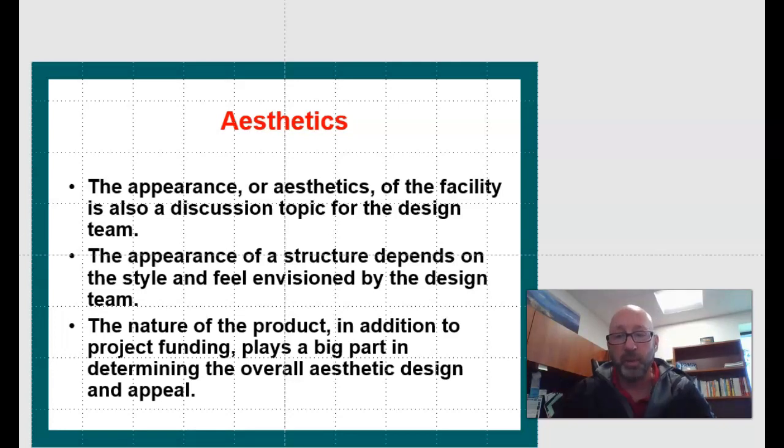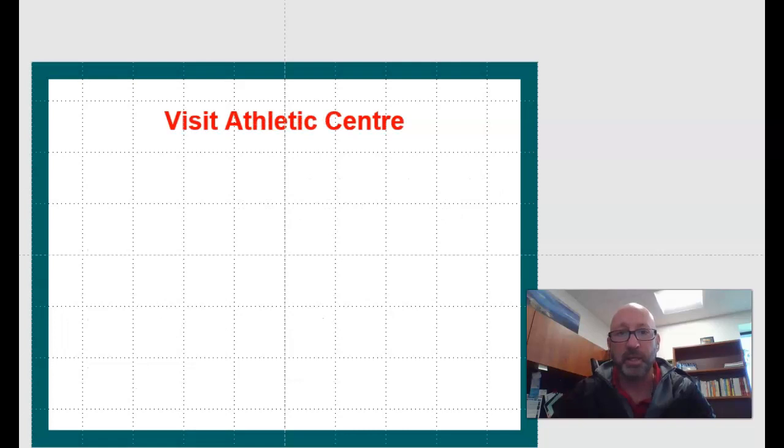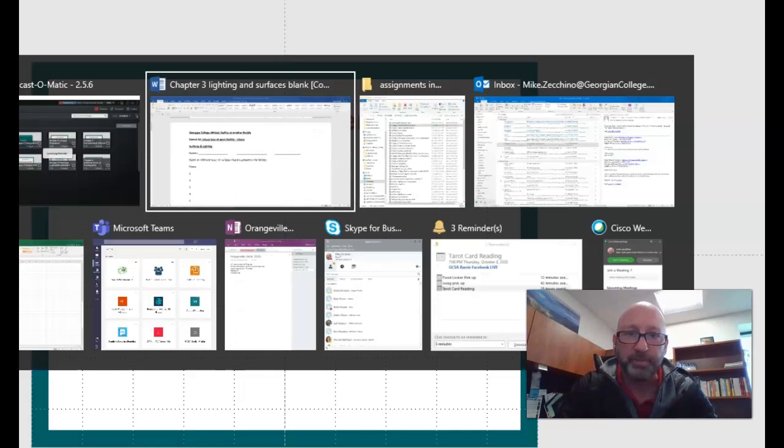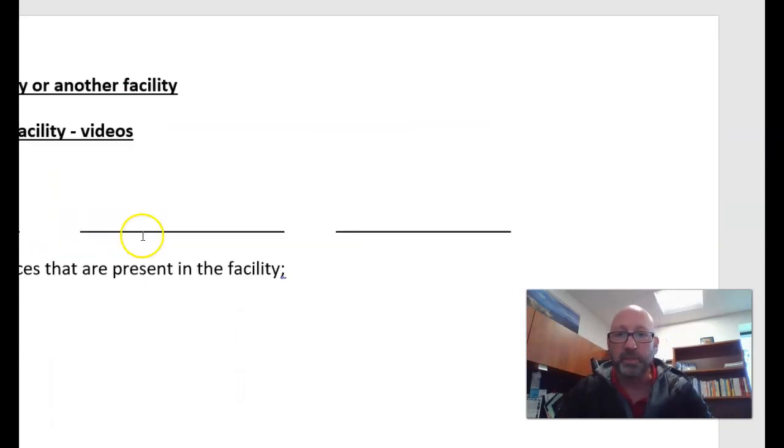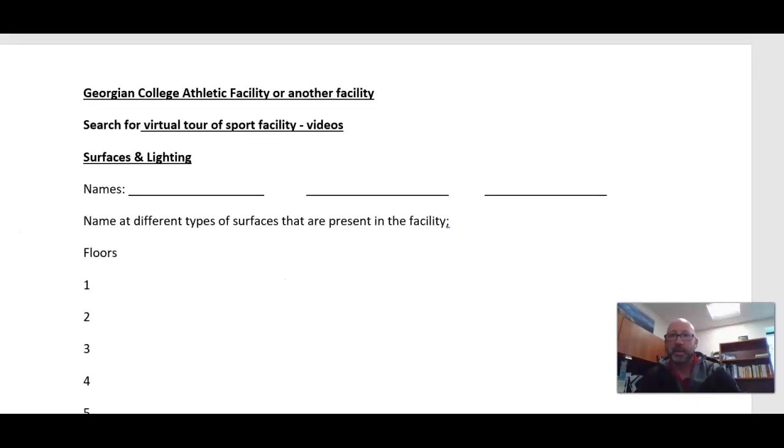So at this point, if we were in class, I would be saying, let's go visit the athletic center, because I want you to do an inventory of the different surfacing and lighting and aesthetics in that building. But right now, let's see if I could switch this. I'm going to make this a little bigger. Oh, maybe I can't. I will pause this for a second. Okay, I just resized that.